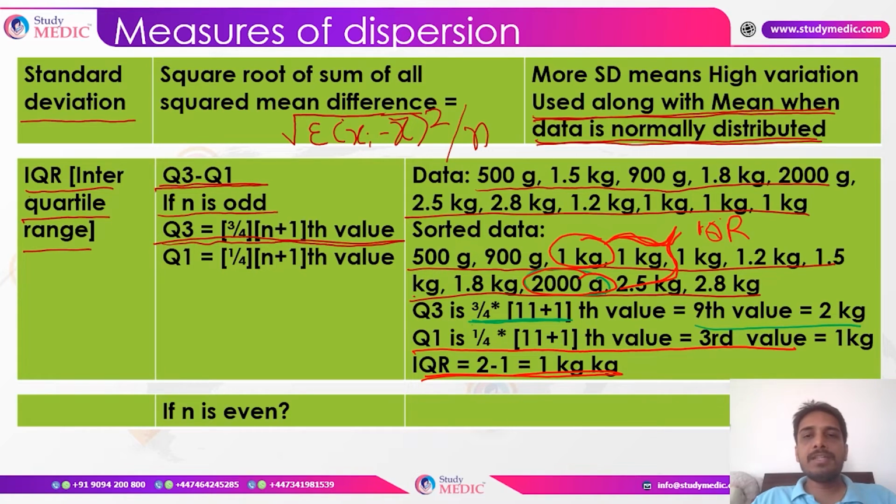Now interquartile range is always used along with median, and it is used when the data is not normally distributed.